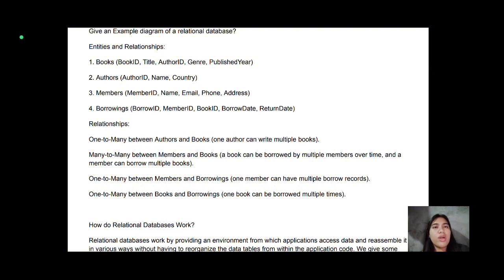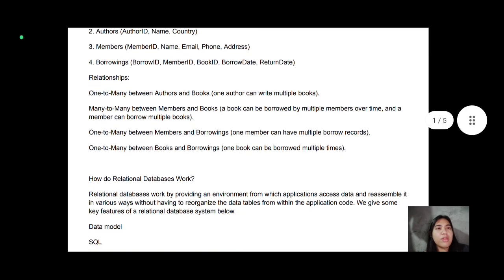Relationships. One-to-many between authors and books: one author can write multiple books. Many-to-many between members and books: a book can be borrowed by multiple members over time, and a member can borrow multiple books. One-to-many between members and borrowings: one member can have multiple borrow records. One-to-many between books and borrowings: one book can be borrowed multiple times.